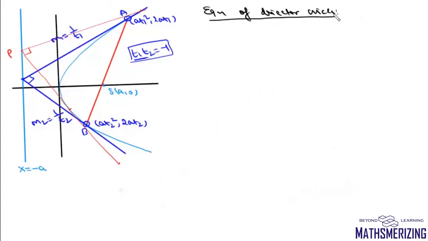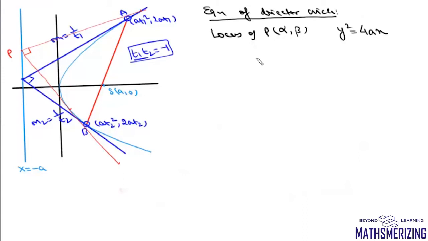Now this result is also related to something called the director circle. So you must have studied in circles that a director circle is the locus of a point from which a pair of perpendicular tangents can be drawn. So we need to find the locus of any point P from which a pair of perpendicular tangents can be drawn to this parabola, which is y² equals 4ax.